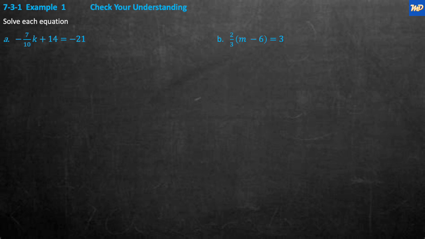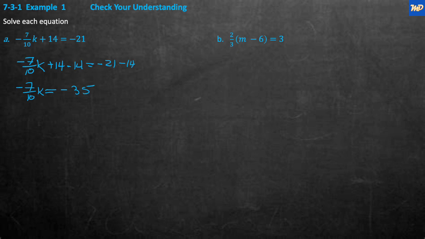Okay, in example 1, we're going to start by checking our understanding. So problem A on this slide says negative 7/10 k plus 14 equals negative 21. We're going to go ahead and get rid of that 14 right now. Minus 14 is equal to minus 21 minus 14. So minus 7/10 k, plus 14 minus 14 is 0, equals minus 21 minus 14, which is minus 35.